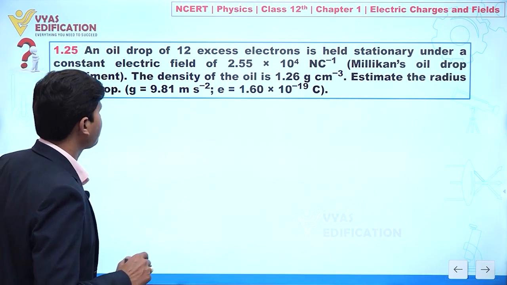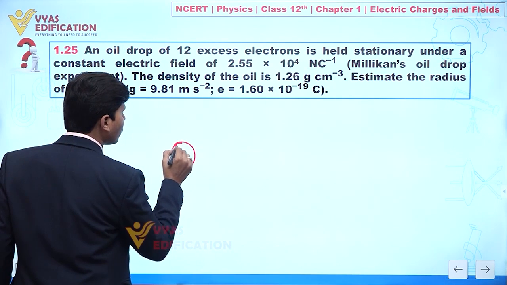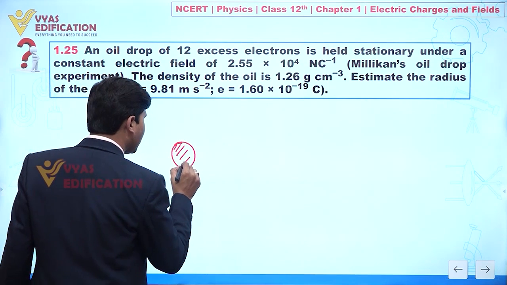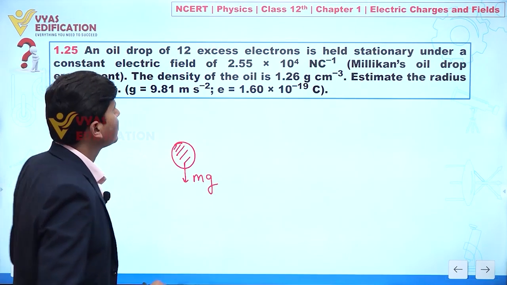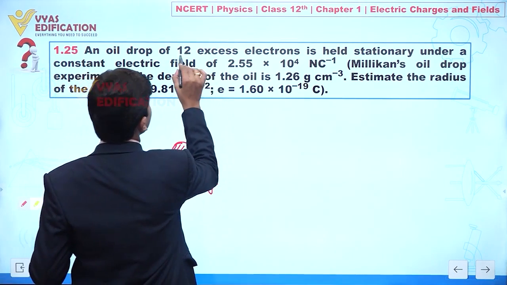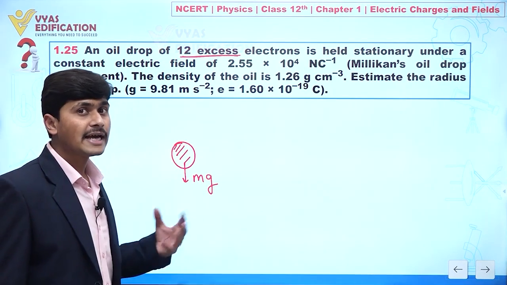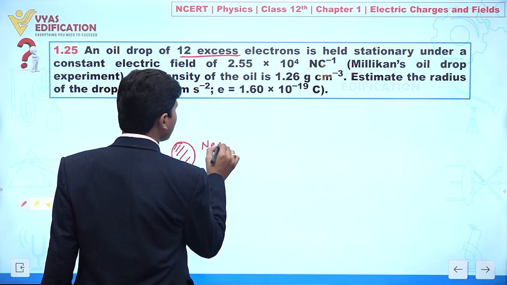Now listen carefully. Let's suppose here we have an oil drop. Let's suppose mass of the oil drop is m, so we can say mg force is acting on this oil drop. Now according to the question, we are providing 12 excess electrons. 12 excess electrons means we have negative charge on this oil drop.